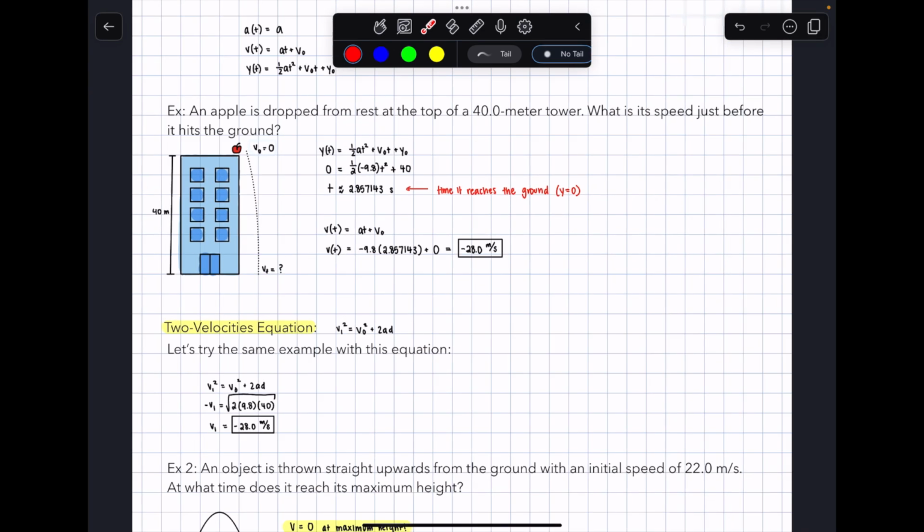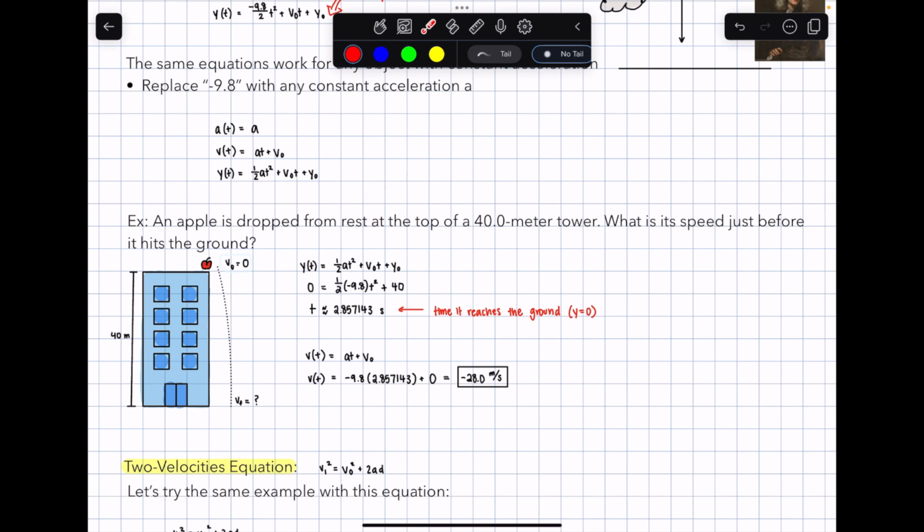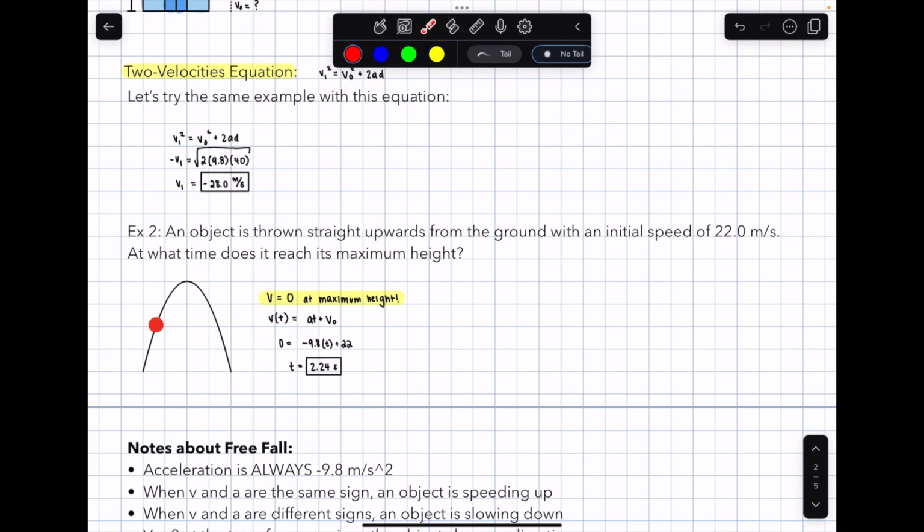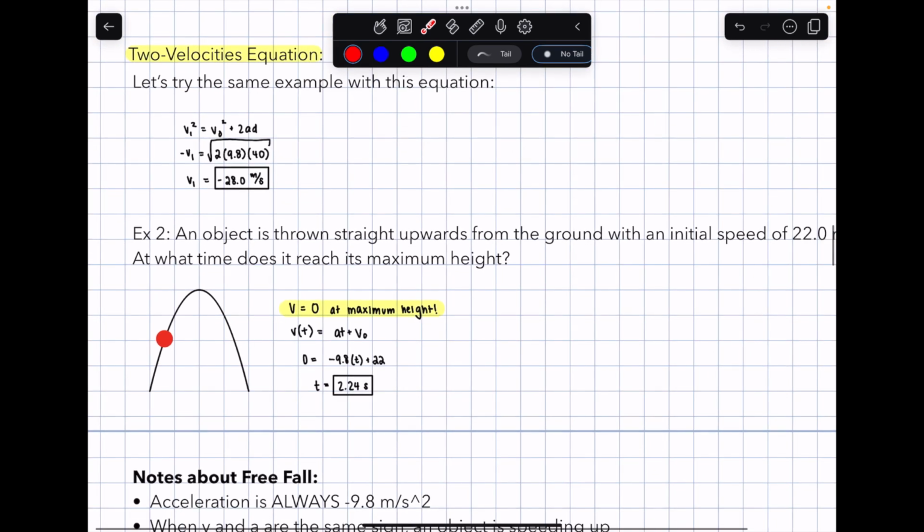So let's use a second example, which is going to be an object that's thrown upwards from the ground. In this case, we're asked: an object is thrown straight upwards from the ground with an initial speed of 22 meters per second.